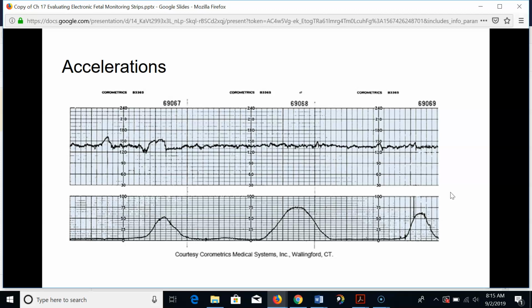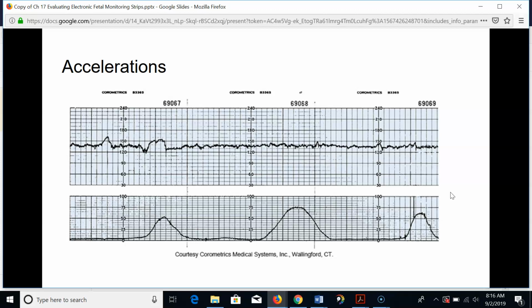Accelerations are a good thing, and another thing we want to note on our monitor strips. An acceleration indicates fetal well-being. Since we can't see inside the uterus to be sure baby is doing well, having accelerations present on the monitor strip is the next best thing. An acceleration is 15 beats above the baseline for at least 15 seconds. Remember 15 by 15, and they are good. This is figure 17.8 from your book.